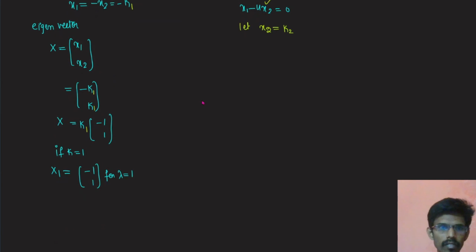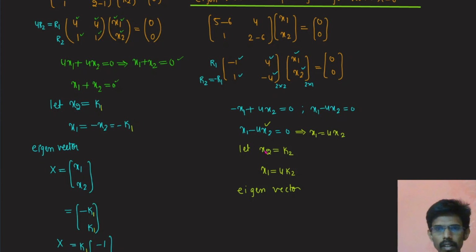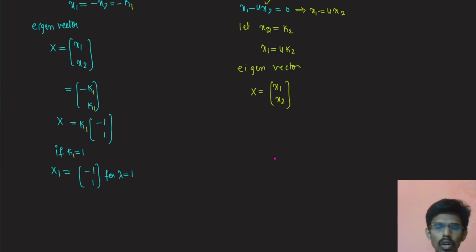In the last eigenvector, k1 is 1. Now I am taking k2 here. Then what will be the value of x1 from here? The x1 will be 4x2. So here x1 will now become 4x2, means 4k2. Now the eigenvector capital X will be x1, x2. This is the eigenvector, that is a column vector. So x1 value is 4k2, x2 value is assumed as k2.